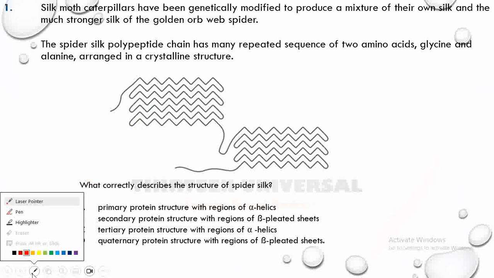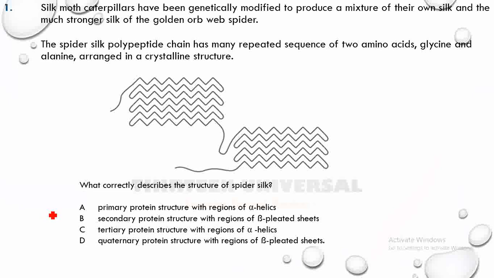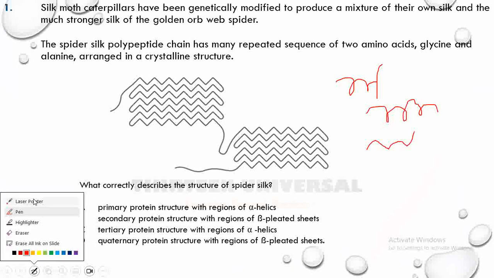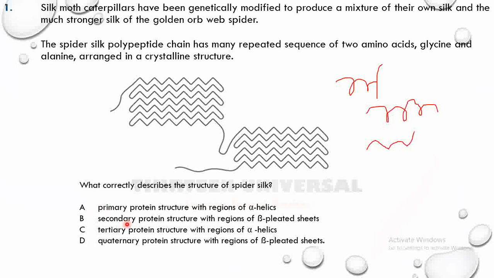You know how an alpha helix appears, right? It is helical, just like this. But a beta pleated sheet is zigzag, and the one we have in the silk is zigzag. So the answer is option B, a secondary structure.